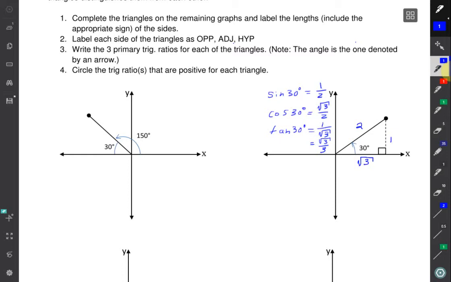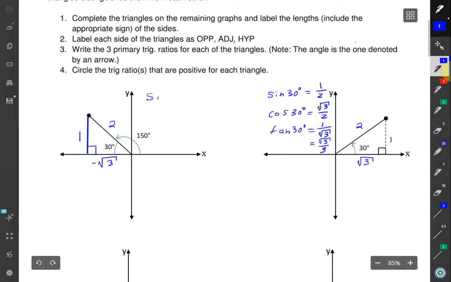Now, coming over to this triangle, we form a right angle triangle. Remember that the convention is, in this system, you always drop a perpendicular line from the end point of the terminal arm to the x-axis. Now what we're doing is the sine, cos, and tan of 150 degrees. This is also the 1, 2, root 3, but this side is minus.